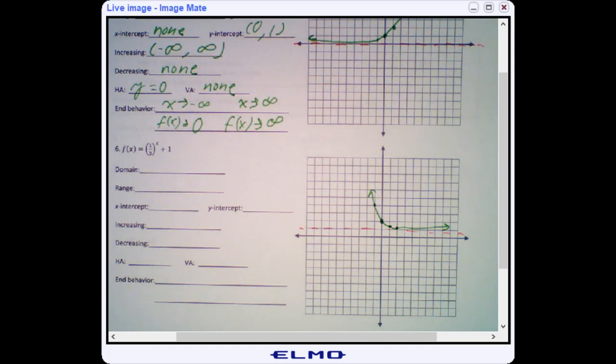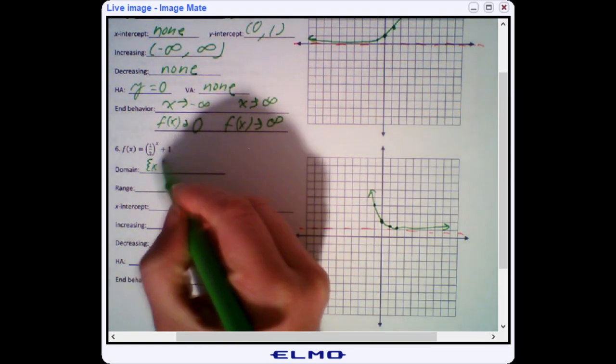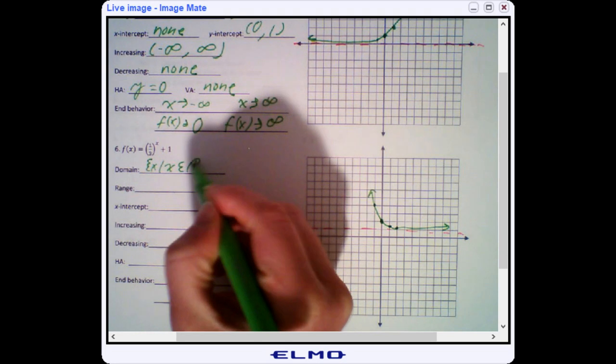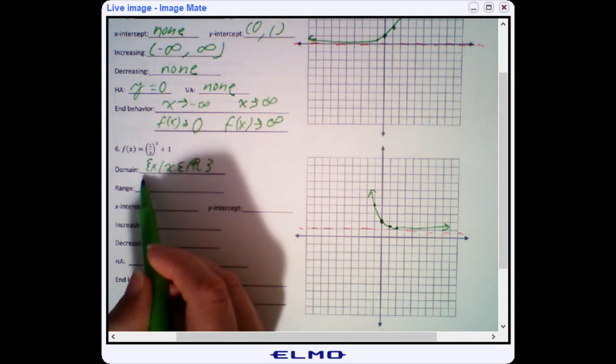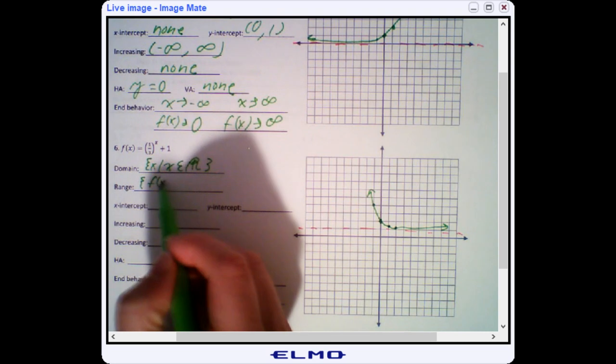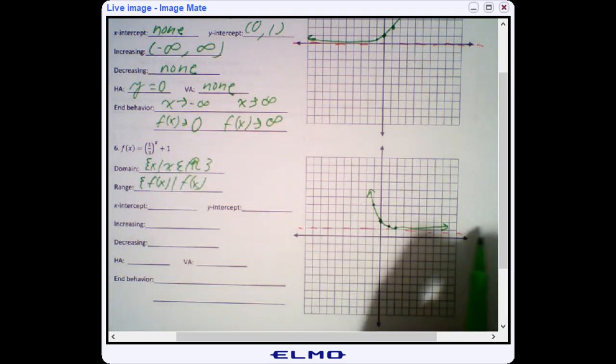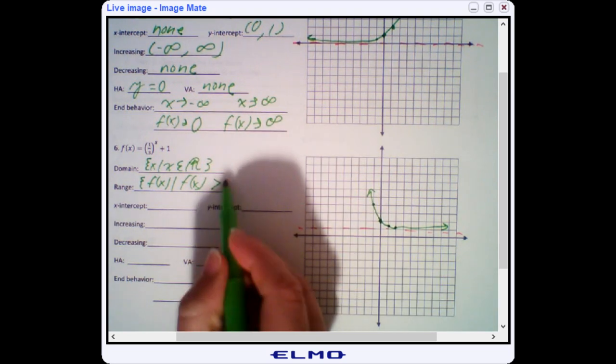Then we're just going to figure out our domain, range, etc. So our domain, I can go left forever, I can go right forever. So it's x, such that x is an element of all the real numbers. My range, it's going to be f of x, such that f of x. This time I'm getting closer and closer to 1. I'm above it, so it's going to be greater than 1.